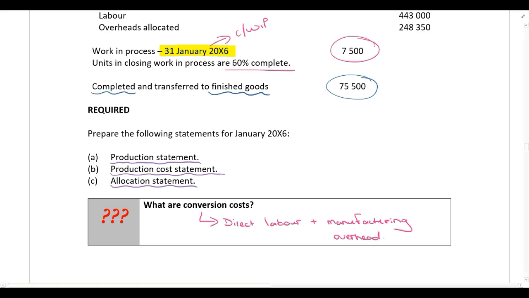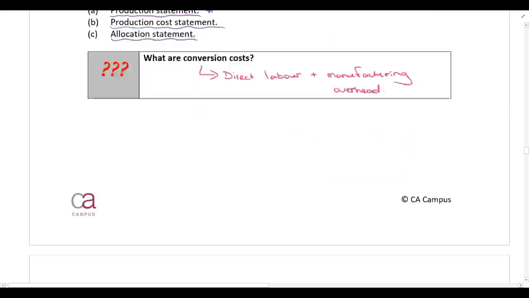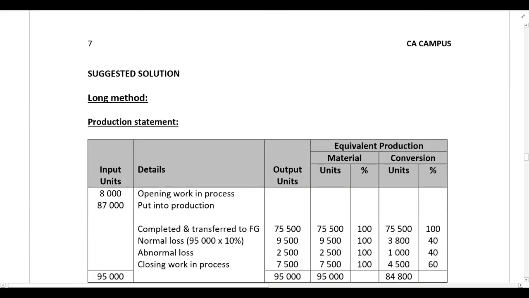Okay, so first, guys, we are going to look at our production statements and how to prepare the production statements. And what's important to note, guys, with the production statement, we only deal with quantities. There are no rand values anywhere on the statement. We are only looking at quantities. And also in terms of the solution, please note we are first looking at the long method. So first I'll show you the long method, then I'll talk to you about the criteria for the short method, and then we'll look at the short method. But for now, please note this is the long method, and the first statement that you have to be able to prepare is the production statement, which is only using quantities.